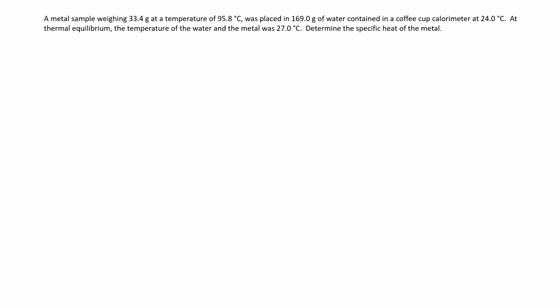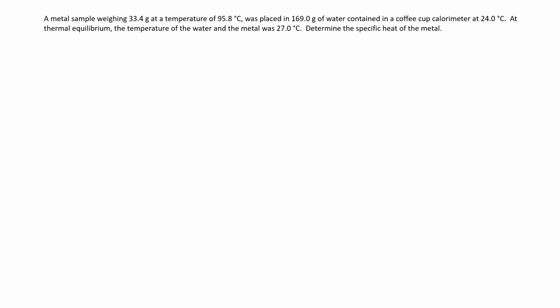So here's another practice problem. We have a metal sample weighing 33.4 grams at a temperature of 95.8 degrees Celsius. It is placed in 169 grams of water in a coffee calorimeter, and the initial temperature of that water is 24 degrees Celsius. At thermal equilibrium, the temperature of the water and the metal is 27 degrees Celsius. Determine the specific heat.